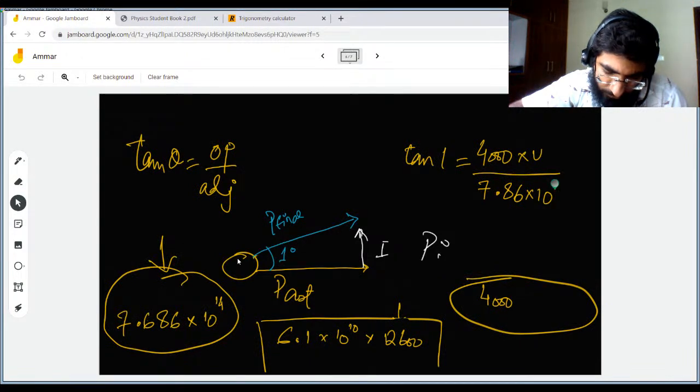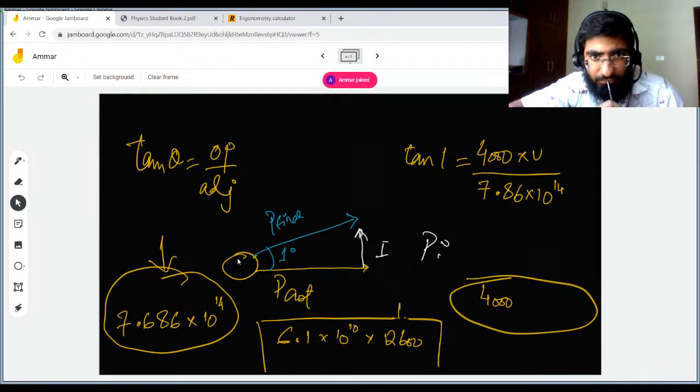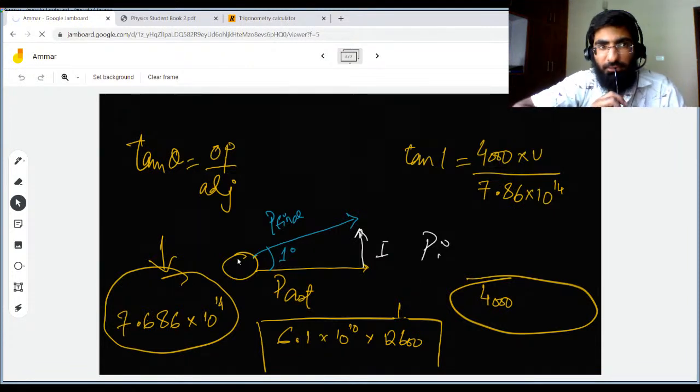Got it? Its screen is frozen. One second. Can you see now? Yeah, I can see it. I'll refresh it anyways. I see it. Okay, so 7.86.